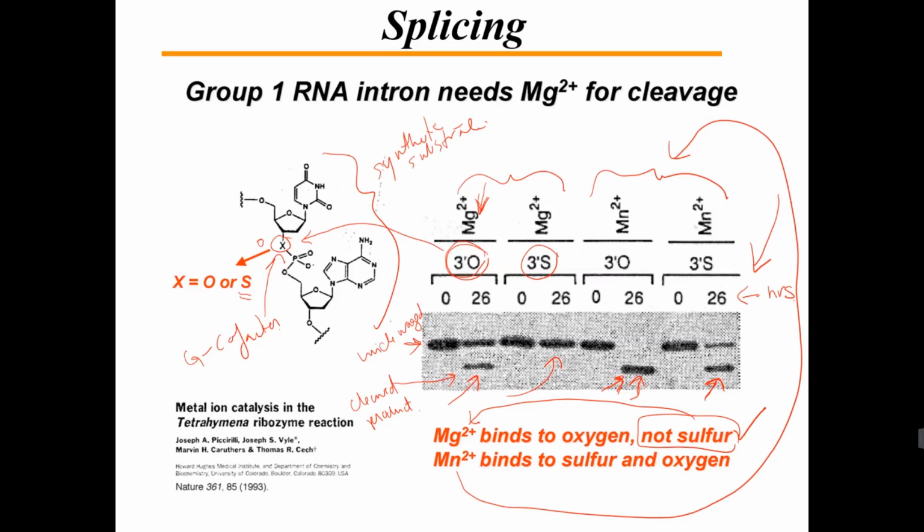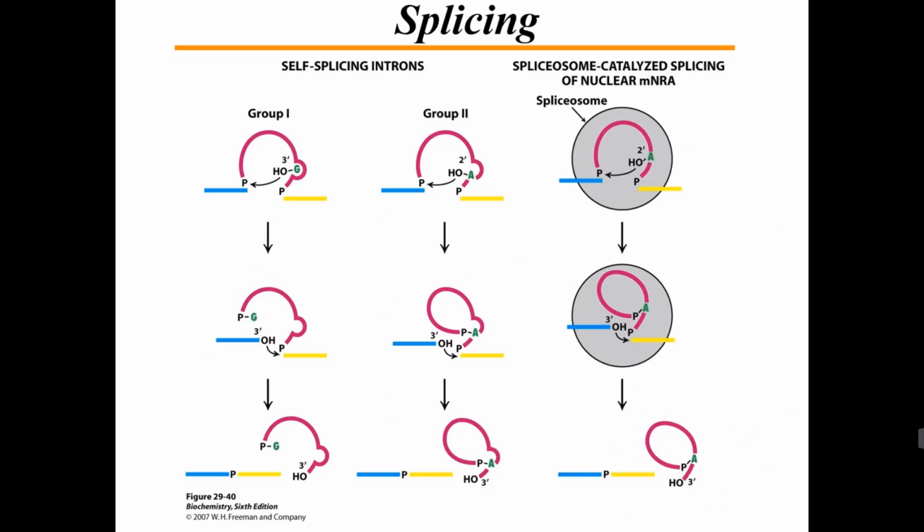Okay, so these results, in summary, do indicate that the metal ions contribute directly to catalysis by coordinating to that 3' oxygen atom in the transition state, and this presumably stabilizes the developing negative charge on the leaving group when the first transesterification reaction occurs. Okay, so that basically summarizes the splicing lecture.